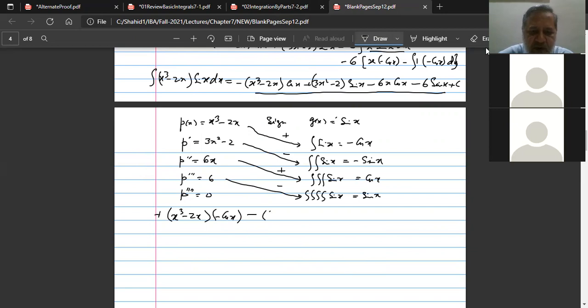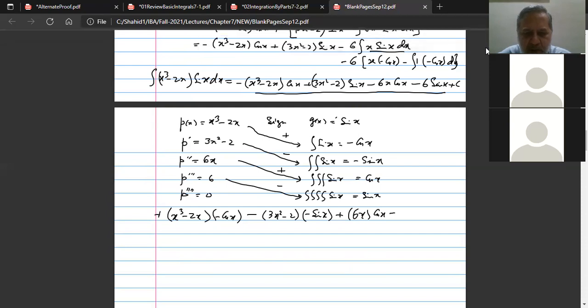First derivative 3x² minus 2 multiplied by second integral minus sin x, plus x² derivative, that is 6x. 6x multiplied by this, then negative sign. Next derivative, oh, there is no next derivative. No, one term is left, negative sign, 6 into sine. First term, second term, third term, and fourth term plus c.